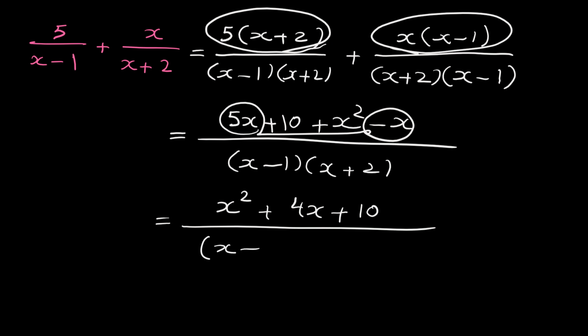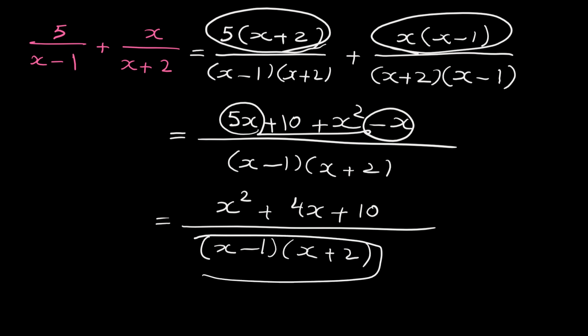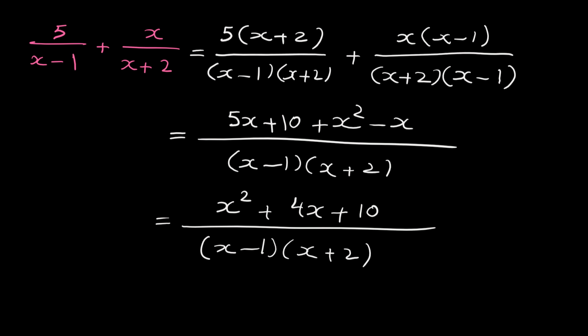And in denominator we have x minus 1, x plus 2. And you don't need really to multiply these brackets by each other. It's better to leave it in the factored form. And this is the final answer of this question.